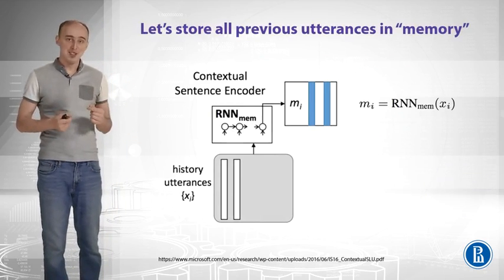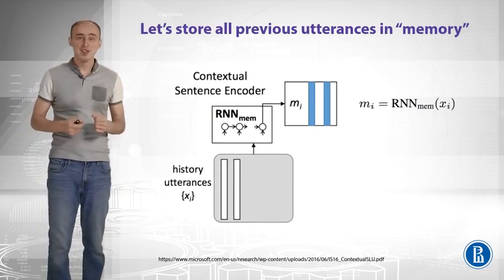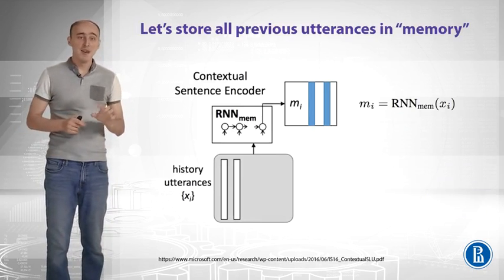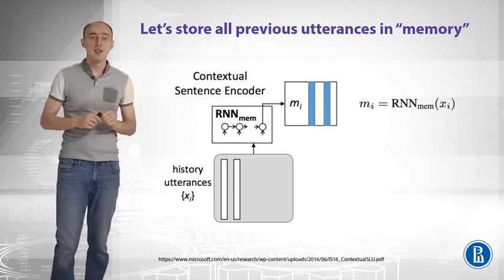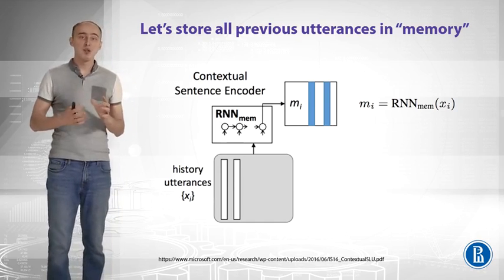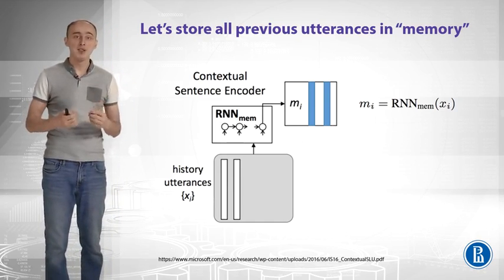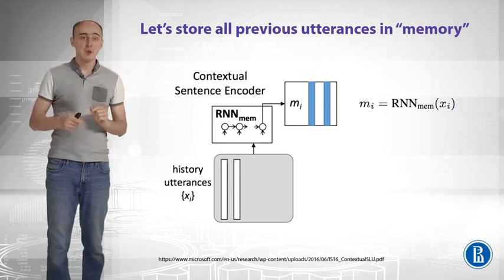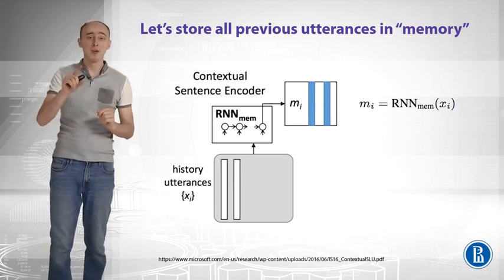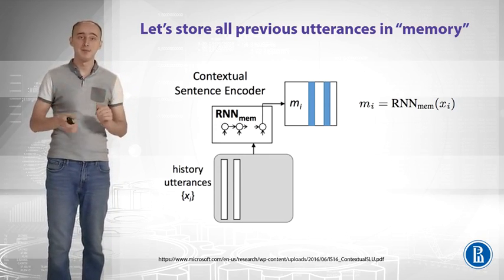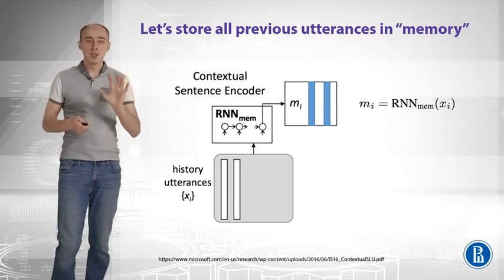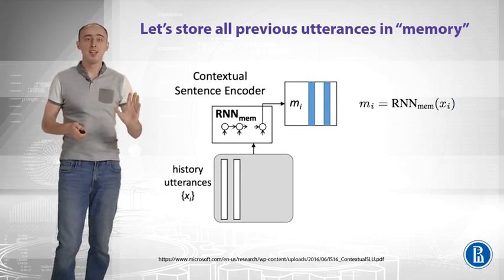A proper way to do this is called memory networks. Let's see how it might work. We have a history of utterances, and let's call them X's. Then we pass them through a special RNN that will encode them into memory vectors. We take our two utterances, pass them through this RNN, and we have some memory vectors. These are dense vectors, just like neural networks like. So we can encode all the utterances we had before into the memory.